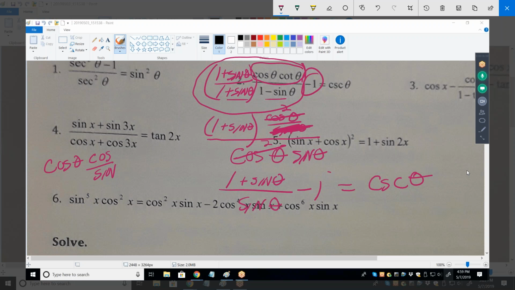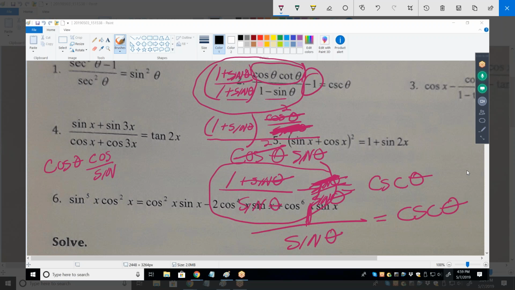So let's do that subtraction. How do I do that subtraction? Get a common denominator. Always remember, when you are dealing with a fraction and a number, it's no different than dealing with two fractions. You have to get a common denominator. Well, common denominator is sine theta, which turns this into sine theta over sine theta. Now, your common denominator is sine theta. When you operate on the numerators, that sine theta gets taken out by that sine theta, and you're left with a 1. Well, yes. 1 over sine theta is equal to that. You've proven the identity.